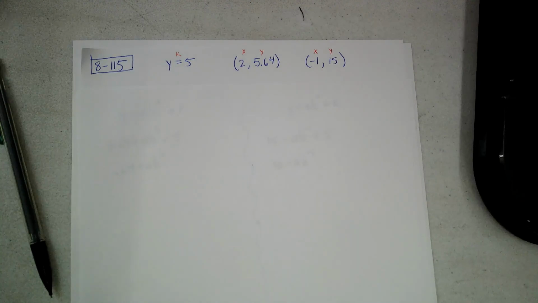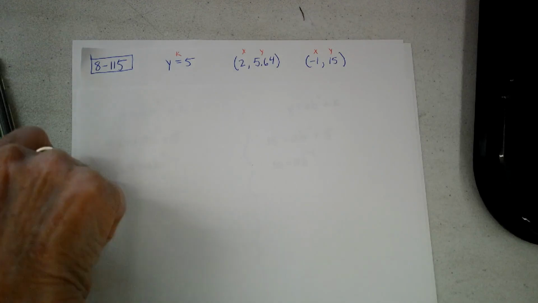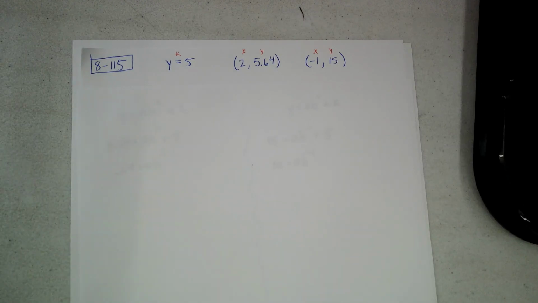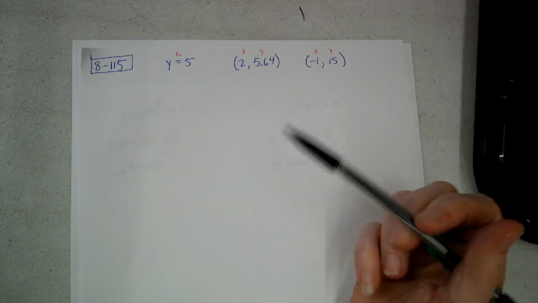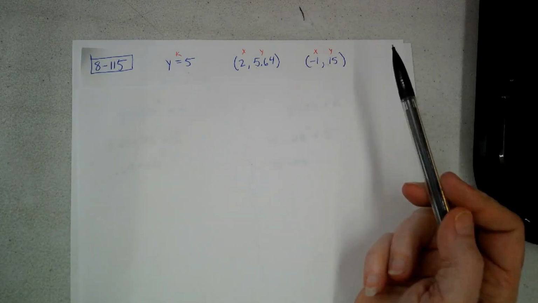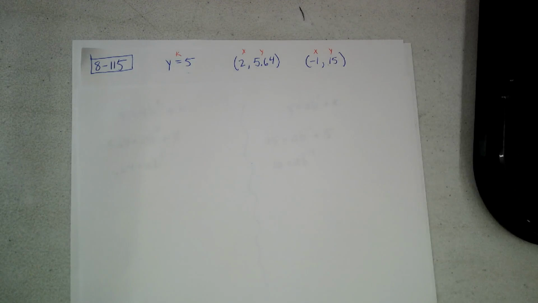Here's Integrated 3, problem 8-115. We're being asked to write an exponential equation that has an asymptote at y equals 5 and passes through these 2 points. And the way I set these up, I always do it the same way.